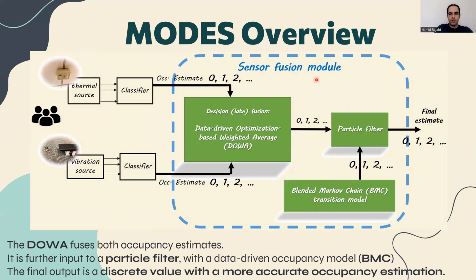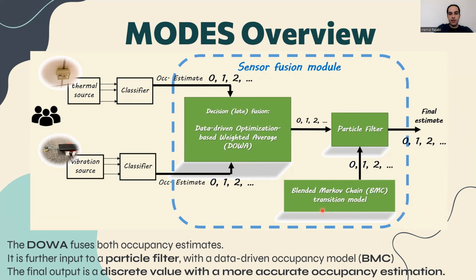Then we have our proposed sensor fusion module that is shown here inside this dashed blue curve. It consists of two submodules. The first one is the data-driven optimization-based weighted average, or DOA in acronyms. And it combines both occupancy estimates. The DOA's output is further refined by a particle filter, which uses a data-driven occupancy model that is a blended Markov chain, or BMC, to further refine the occupancy estimation.